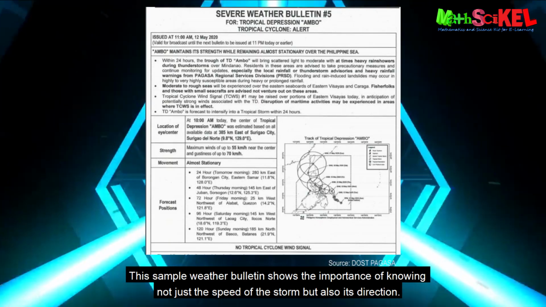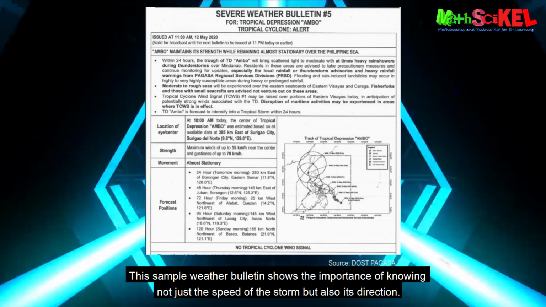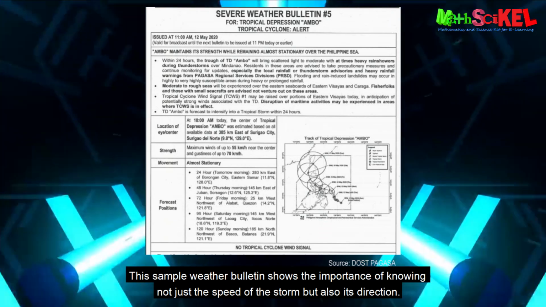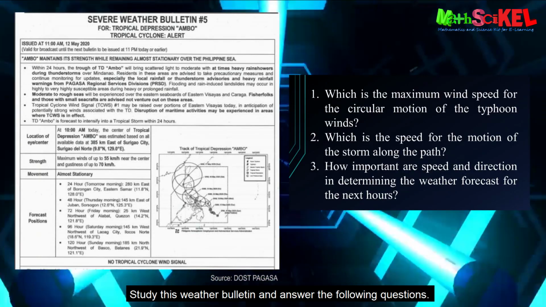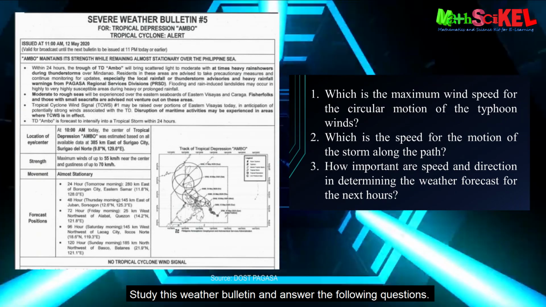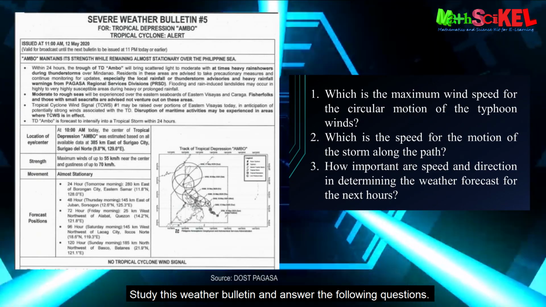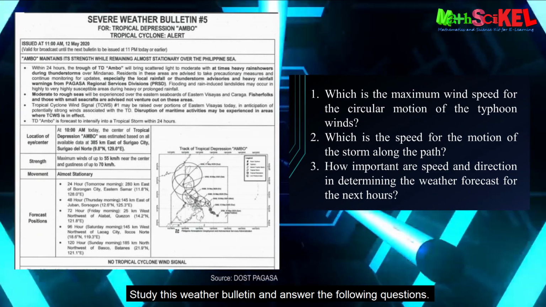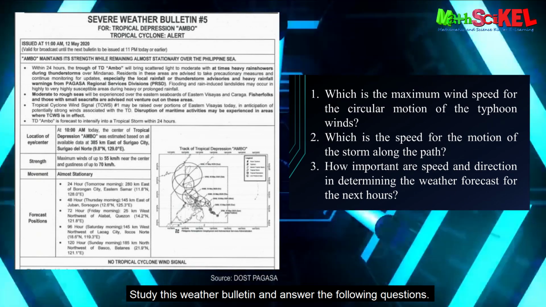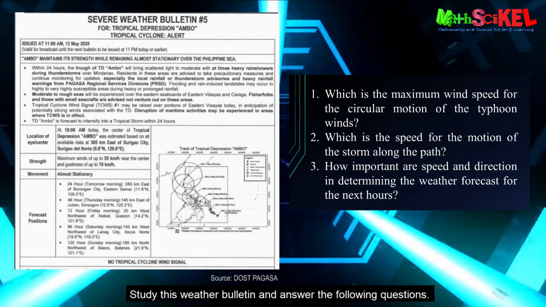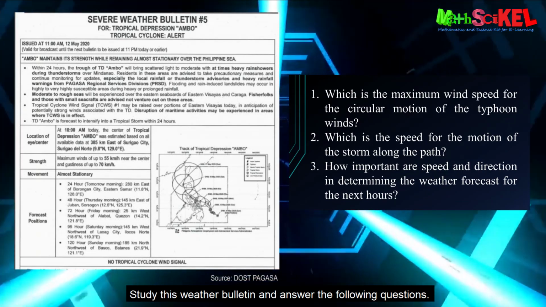This sample weather bulletin shows the importance of knowing not just the speed of the storm, but also its direction. Study this weather bulletin and answer the following questions. Number 1. Which is the maximum wind speed for the circular motion of the typhoon winds? 2. Which is the speed for the motion of the storm along the path? Number 3. How important are speed and direction in determining the weather forecast for the next hours?